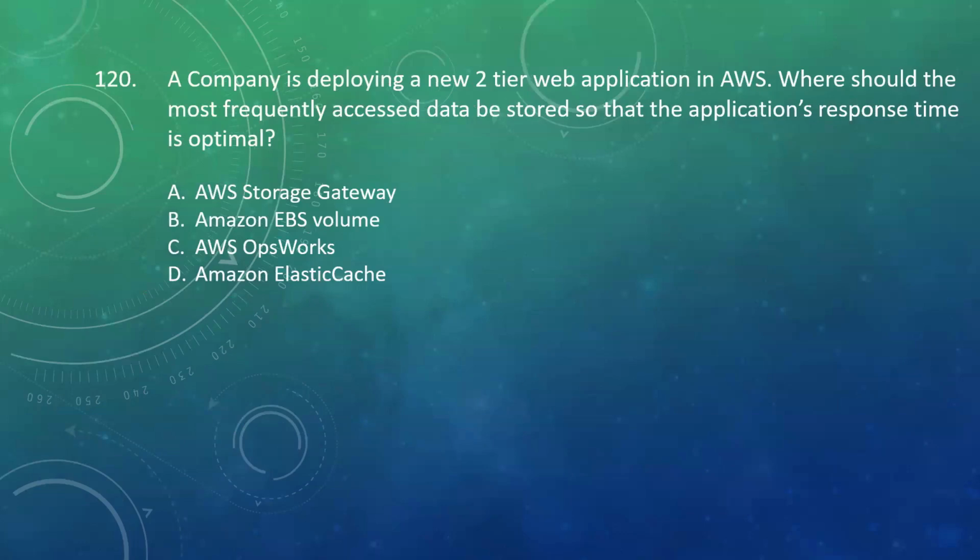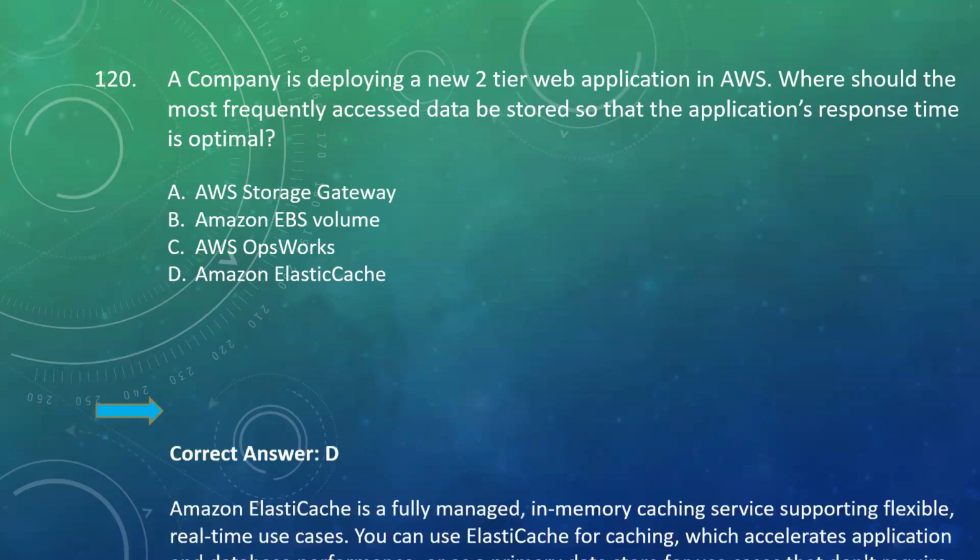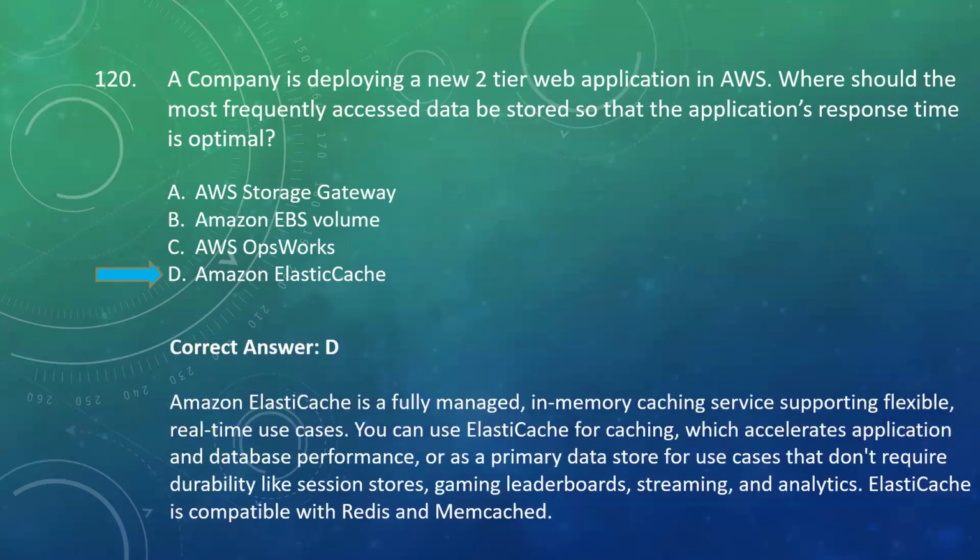A company is deploying a new two-tier web application in AWS. Where should the most frequently accessed data be stored so that the application's response time is optimal? Your options are A. AWS Storage Gateway, B. Amazon EBS Volume, C. AWS OpsWorks, D. Amazon ElastiCache. So the correct answer is option D, Amazon ElastiCache.